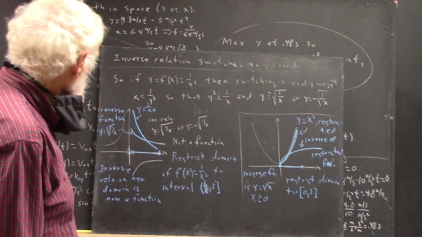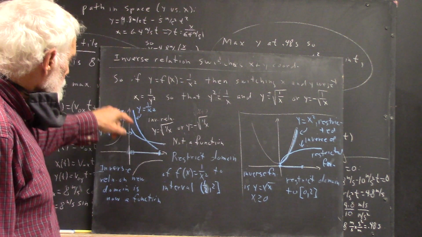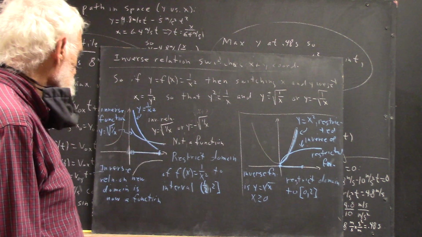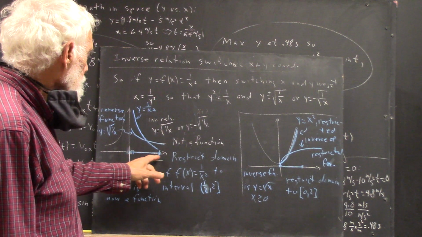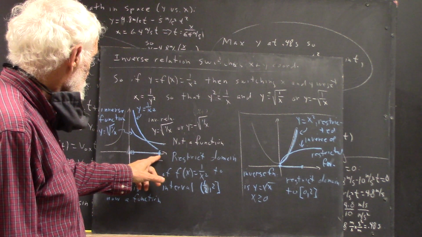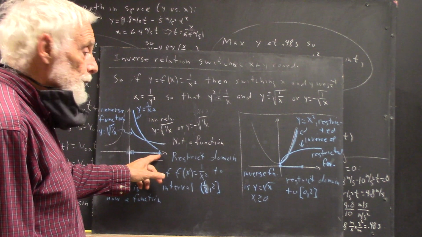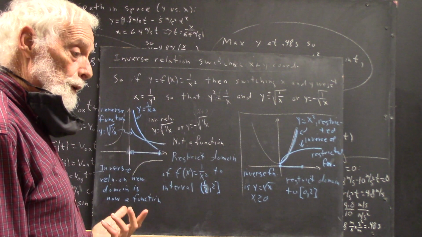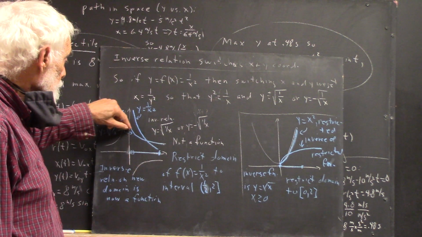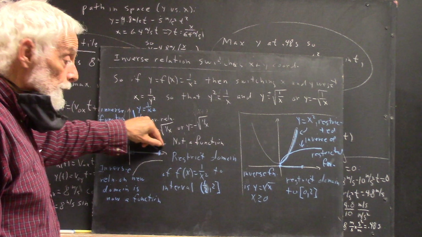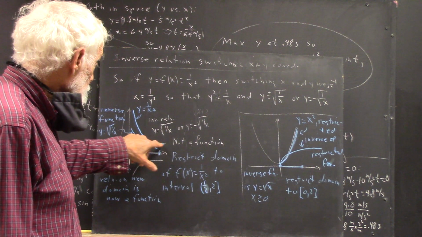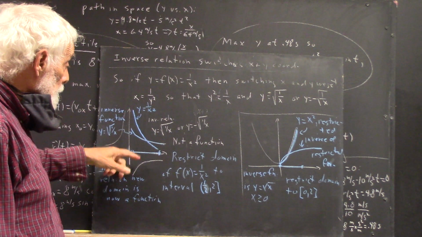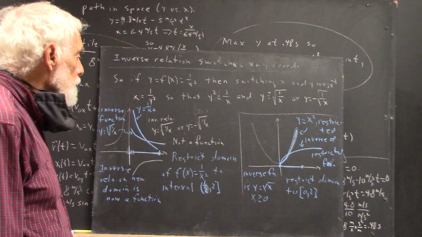The inverse relation to the entire reciprocal square function would be this curve and this curve, as we saw. And if we restrict the domain here, then we only have positive values of x. And when we switch the x and y coordinates, that's only going to give us positive values of y, and it's going to give us this part of the curve. And this part of the curve is a function. Okay, so by restricting the domain, we get a function.